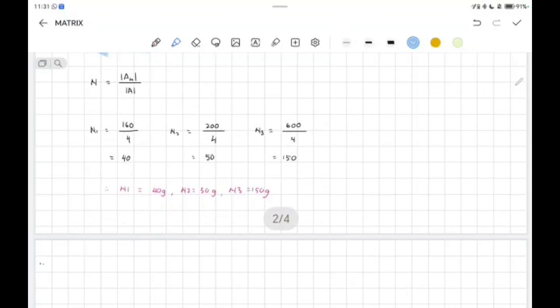Finally, I divided each result by the determinant, which was 4. For n1, I got 40, n2 I got 50, and the last one, n3, I got 150. So, in conclusion, the gardener used 40 grams of n1, 50 grams of n2, and 150 grams of n3. That is how I use Cramer's rule to solve this problem.